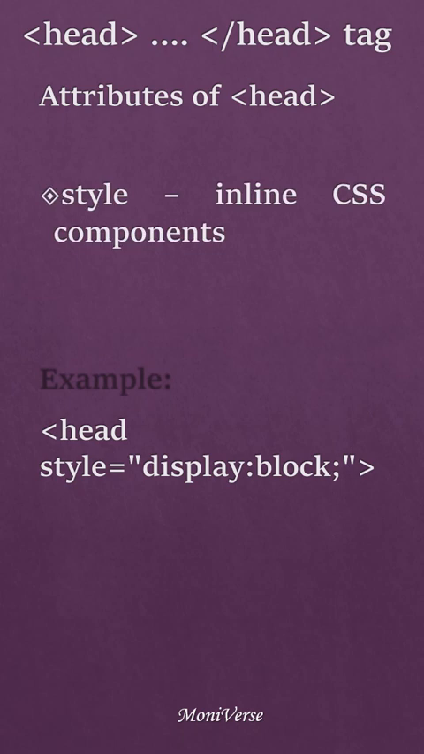Next attribute is the style attribute. This is used for specifying inline CSS inside the head tag itself, which will be applied to all the elements in the head tag. The example here is style display block. Here also we can specify other CSS components like background color, font color, etc.